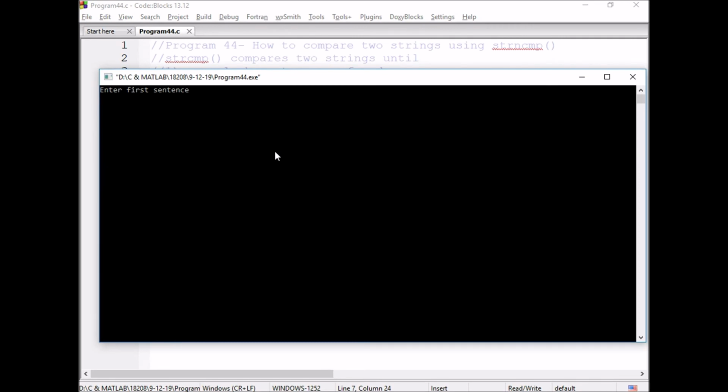Enter the first sentence. I am entering A, B, C, D, E. Enter the second sentence. I am entering Z, A, some letters. A minus Z. A is 1. Example, if Z is 26, 1 minus 26, the result minus 25 will be printed. So the strncmp is not only printing the negative and positive values, but also it is printing the exact difference between them.